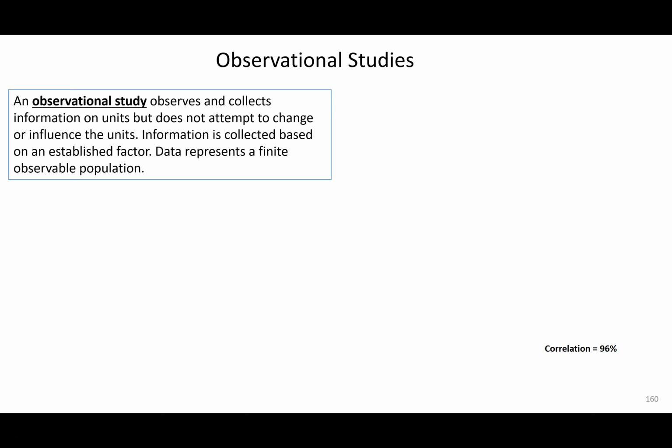So an observational study, this is more basic. You observe and collect information on units. However, you're not attempting to apply any sort of treatment. You are strictly observing. So if this person smokes and gets cancer, you are observing, but you're not saying you smoke and then watch them. So you're not applying any sort of treatment.